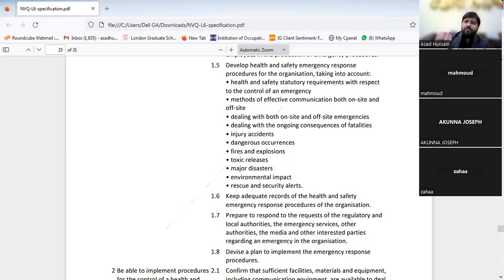So with respect to your organization, you have to explain how you are working, or what arrangements you have to cope with these types of emergencies. You have to explain that, and as evidence of this you can simply produce the emergency response procedures you have in your organization.